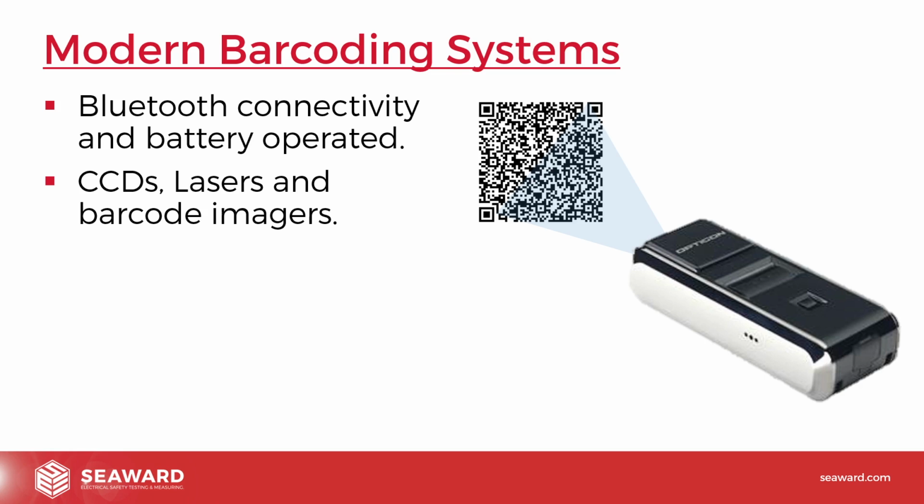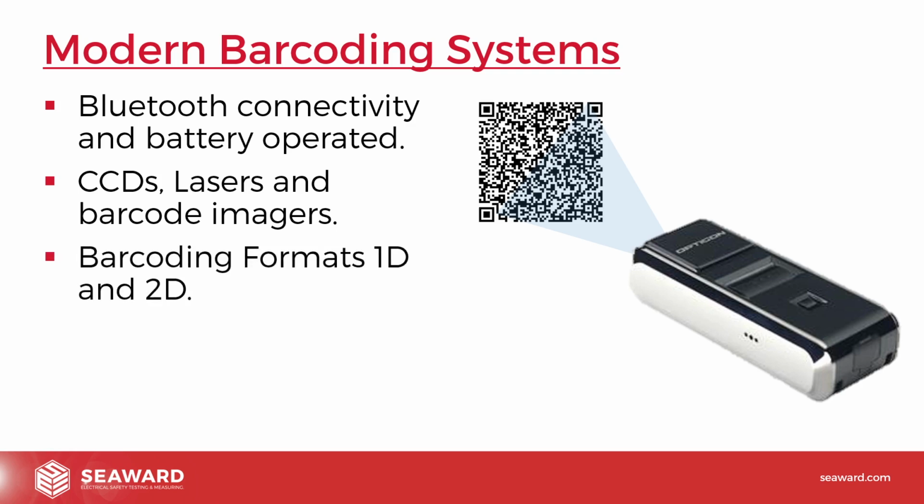So when I was talking about a 2D barcode scanner, to be able to read these QR codes, the 2D, square barcodes, you have to have a barcode imager for doing that. You can't just do that with a normal straight line laser scanner. So, barcode formats, as I say, 1D against 2D.